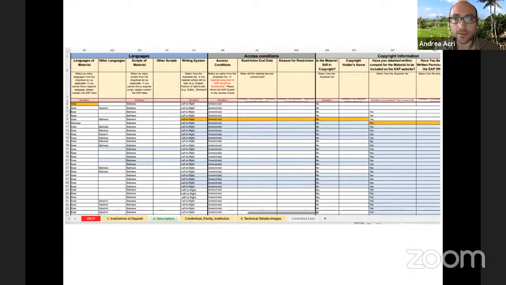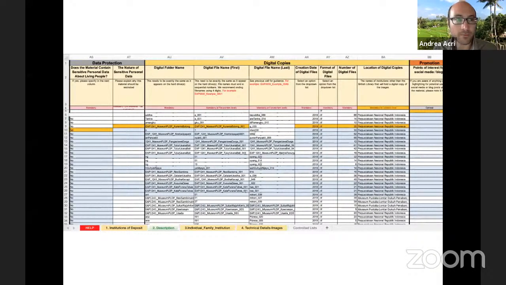And then there is a part on access conditions, any restrictions, any embargo date, and the part on the copyright. So we have this aspect, which is basically the same for all the manuscripts. There is also a part about data protection, any sensitive information about people or places.